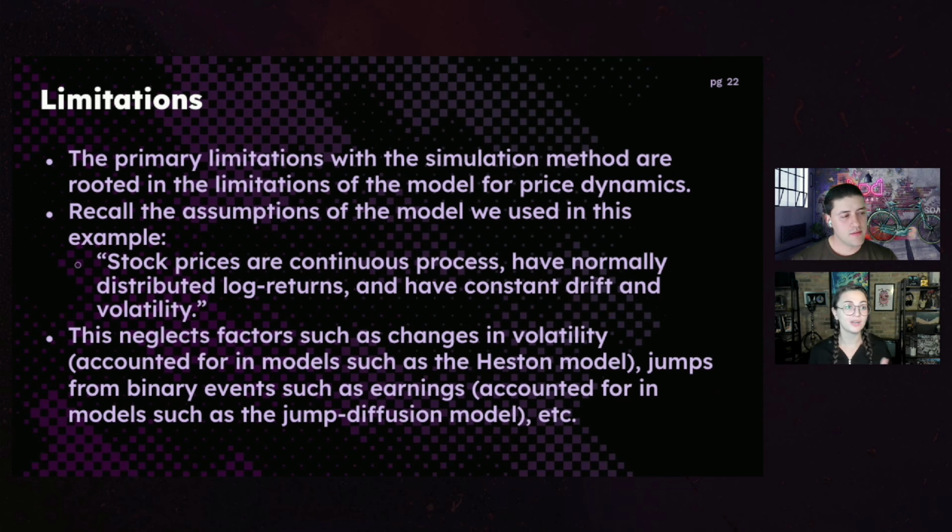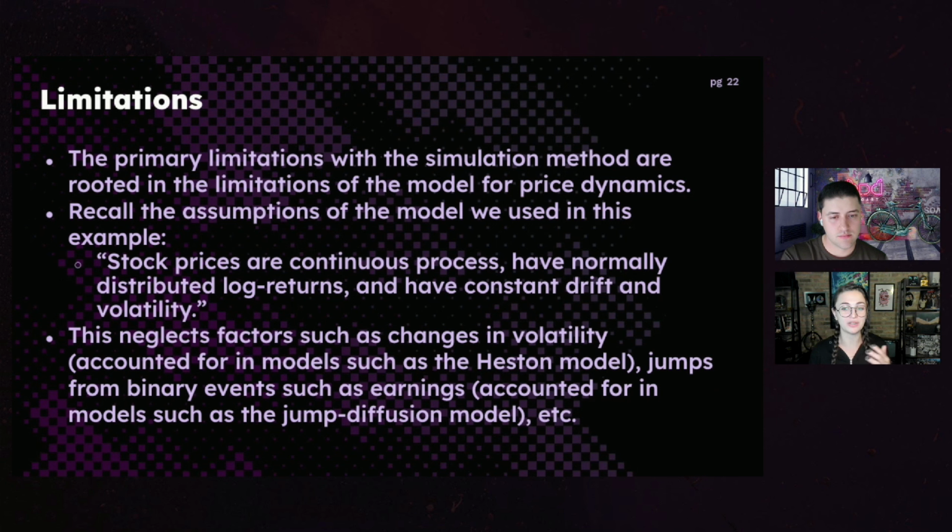So recall when we used this model, which is a very common model for stock price dynamics, we assumed that stock prices are continuous, they have normally distributed log returns, and they have constant drift and volatility. And we know that's not true, right? We know that stock prices are not continuous, they have earnings, so you get jumps. We know that they usually don't have normally distributed log returns. We definitely see deviations from that all the time.